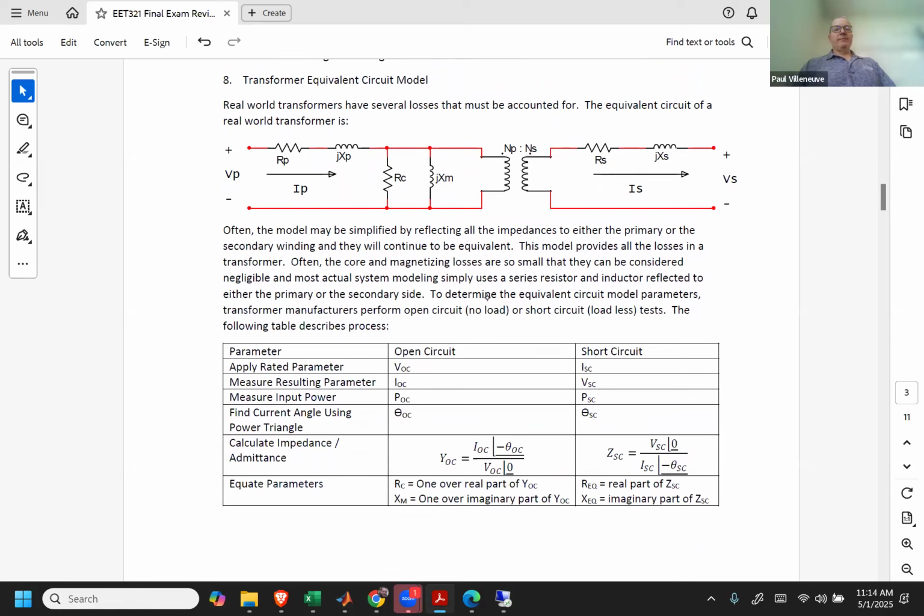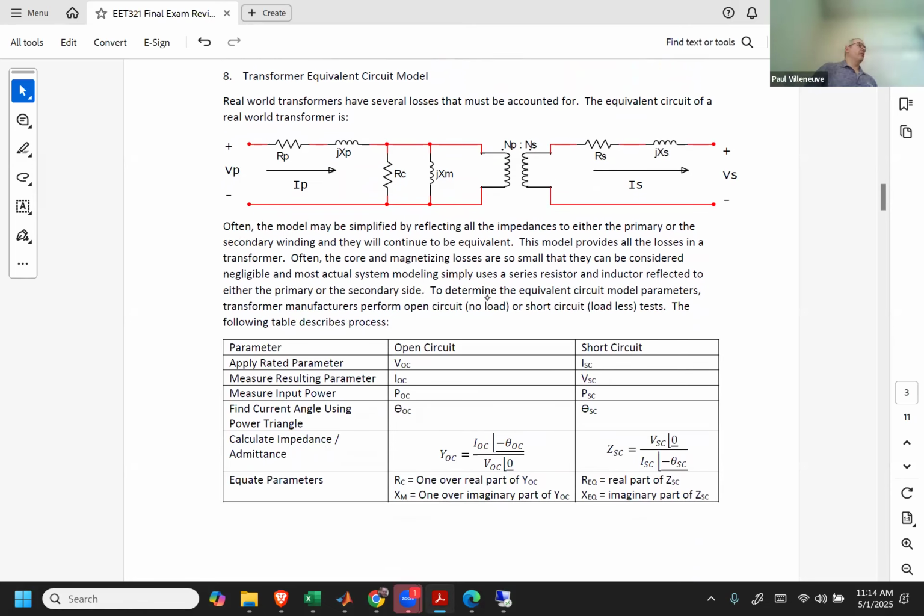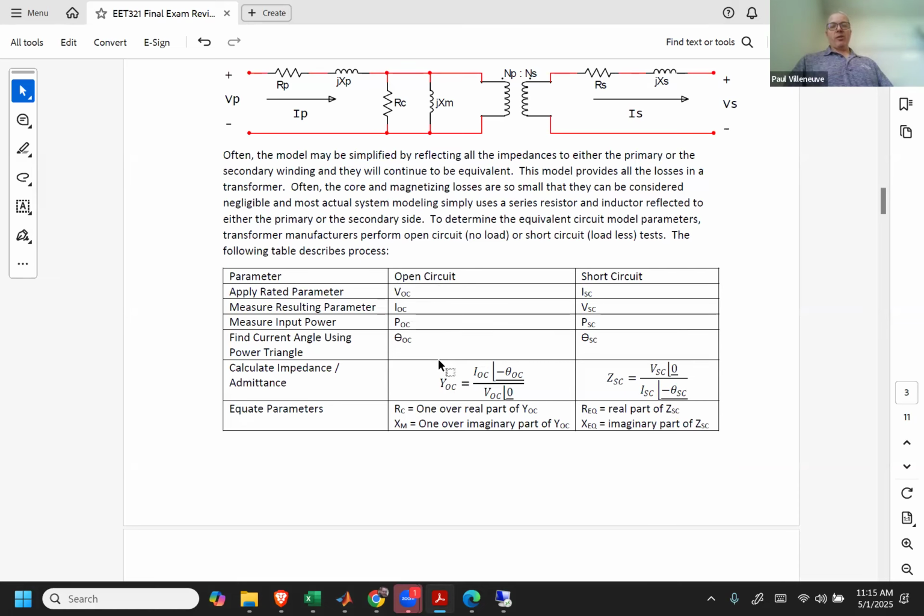We did the equivalent circuit of a transformer. So we're not deriving that here because we're just going through and doing a review. But here is our transformer equivalent. And we have a lot of stuff to calculate. And how do we calculate that? With the open and short circuit tests. This is just a summary of the process to solve for those parameters and what you solve for.